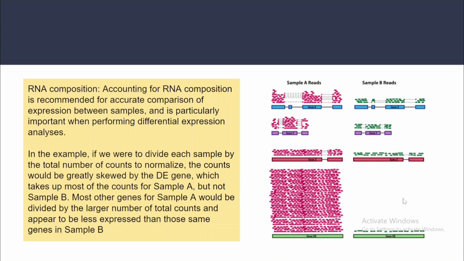But in sample B, this will not be the same result. If we are dividing with the total count, the expression level will be different compared with sample A. So those genes, for example gene X, gene Y and gene Z, if we divide them by the total count, their expression level will be less. But in this case, sample B, when you divide gene X, gene Y, gene Z by the total count they have, the expression level will be higher. But that is not the real scenario, because of the dominating part of D genes. So that's why normalization is needed.